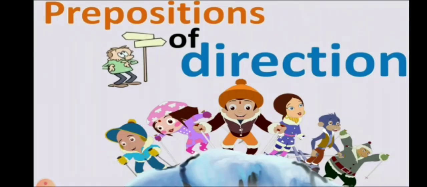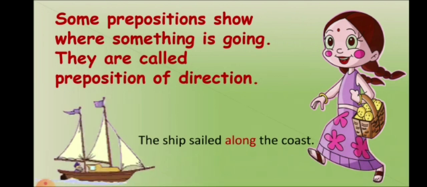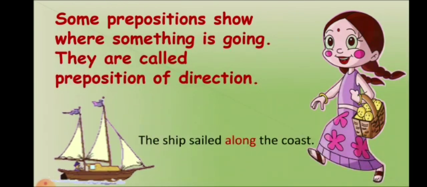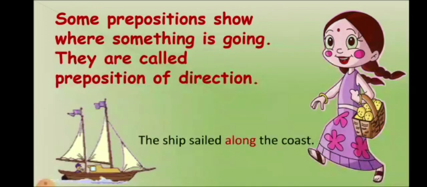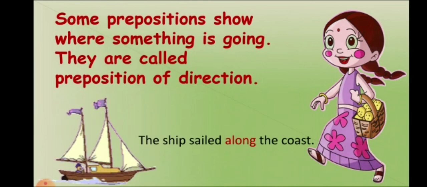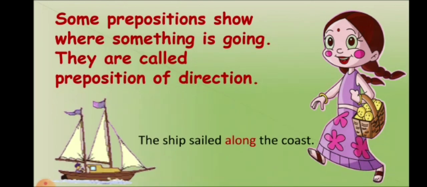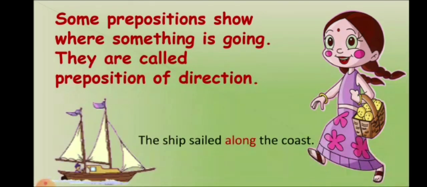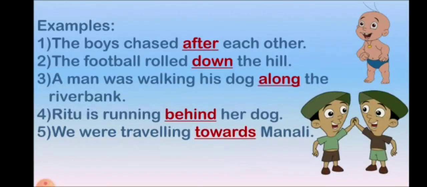Now let us see prepositions of direction. A preposition of direction shows us the direction of a noun or a pronoun. Some prepositions show where something is going. They are called prepositions of direction. For example, the ship sailed along the coast. So along is a preposition of direction. It shows the direction of the ship.